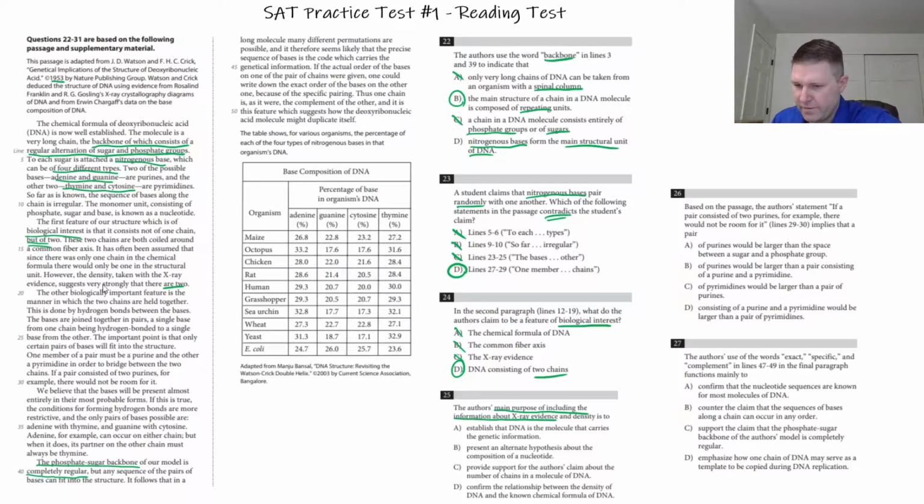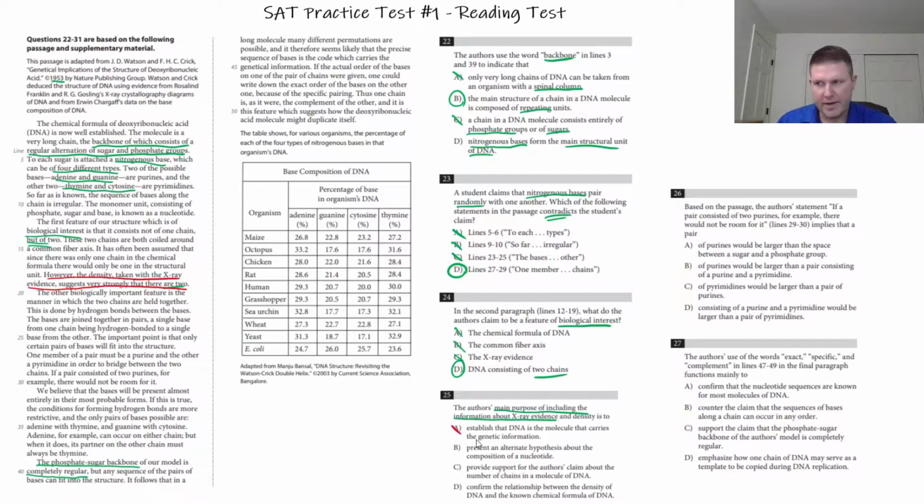I'm just gonna use some red for this. However, the density taken with the X-ray evidence suggests very strongly that there are two. Again, they really care about the fact that there are two DNA chains and not just one. So if you look at A here, they're including that to establish that DNA is the molecule that carries the genetic information. Like, that's true, but that's not what they cared about. They care about the two-chainness of it, right?